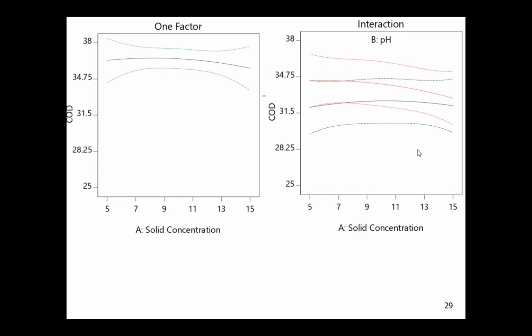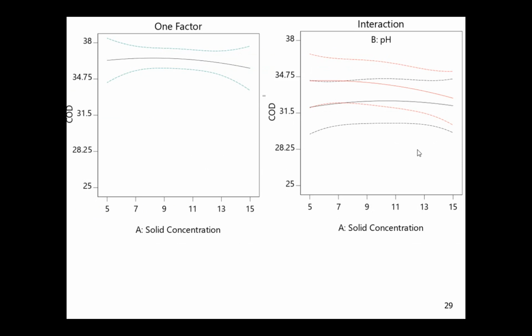Here you can see the black line is my solid concentration. The solid concentration varies between 5 and 15. When I consider the solid concentration as 5, the COD is higher, but when I increase it towards 15, the COD tends to reduce. Whatever it may be, a slight decrease or something, it tends to decrease.